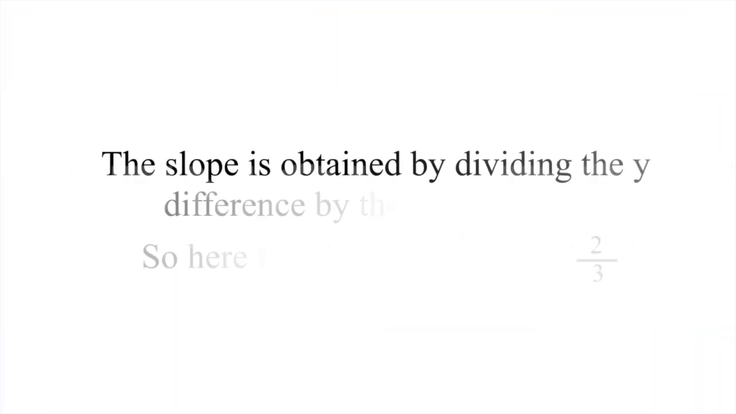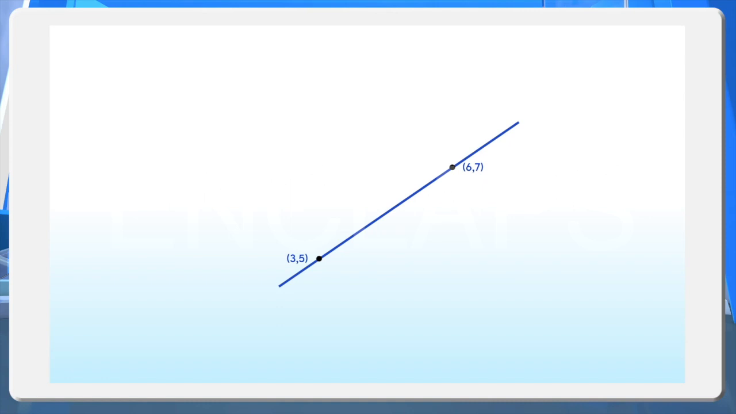This concept can be used to find other points on the line where two specified points meet. For example, let us look at the line joining the points 3, 5 and 6, 7. For these 2 points, the x difference is 3 and the y difference is 2. So, anywhere on this line, as the x coordinate changes by 3, the y coordinate changes by 2. The slope is obtained by dividing the y difference by the x difference. So, here the slope of the line is 2 by 3. That is, the y change is 2 by 3 parts of the x change.